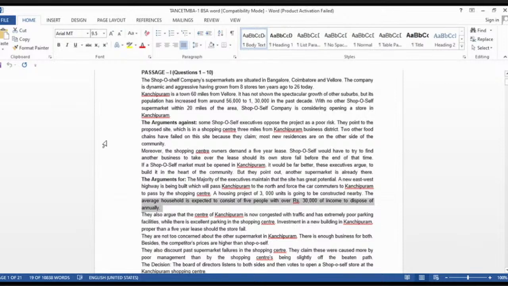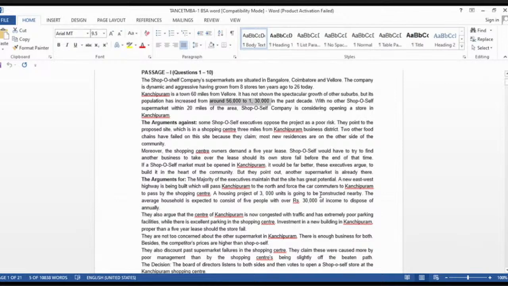ஸோ இந்த பாயிண்ட்ஸ் எல்லாம் ஆர்குமெண்ட்ஸ் ஃபார். இதெல்லாம் பாசிட்டிவ் பாயிண்ட்ஸ். லெட் மீ ரிகலெக்ட், நல்ல பொட்டன்ஷியல் இருக்கு, இட்ஸ் க்ரோயிங். காஞ்சிபுரம் க்ரோயிங்கிறத சொல்லியிருக்காங்க. அரௌண்ட் 56,000 இருந்த பாப்புலேஷன் இன்னைக்கு 1,30,000 ஆயிருக்கு, ஆல்மோஸ்ட் டபுளாக இருக்கு. ஸோ பாப்புலேஷன் டபுளாகும்போது டிமாண்ட் ஃபார் சூப்பர் மார்க்கெட், டிமாண்ட் ஃபார் க்ராசரிஸ் வில் க்ரோ அப்படின்னு ஒரு பாயிண்ட் சொல்றாங்க.